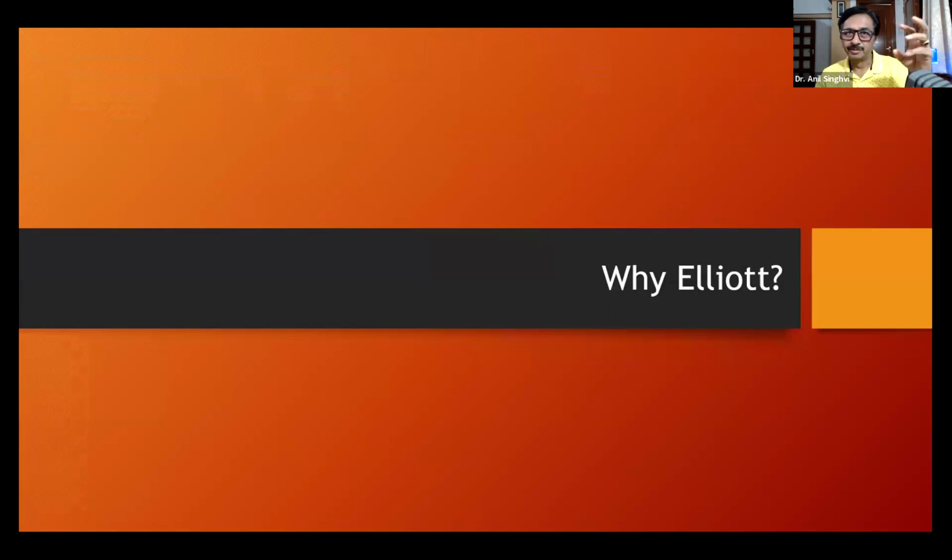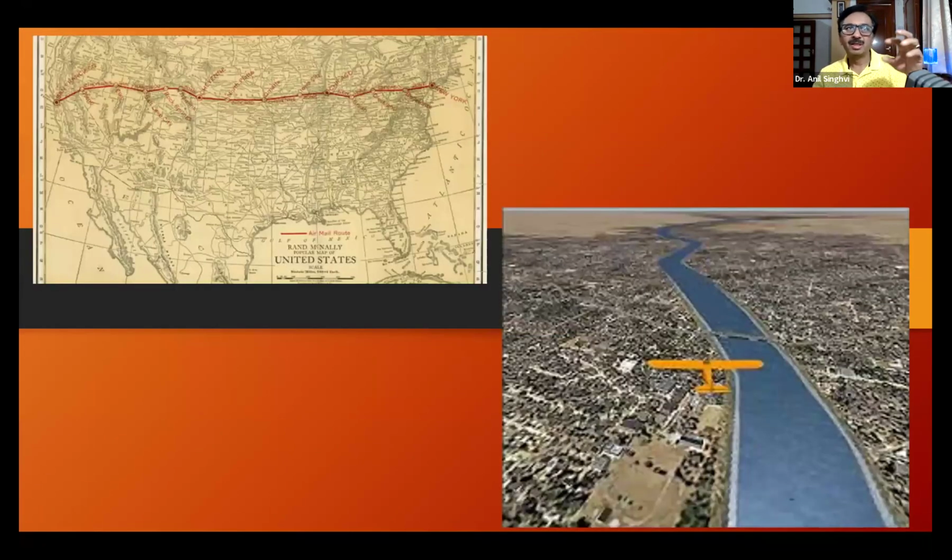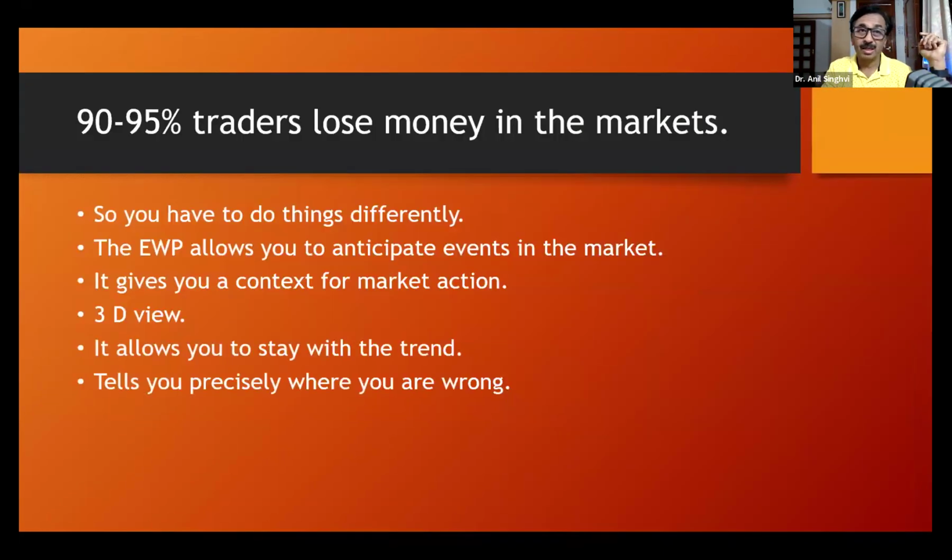Why do we need Elliott? This is a flying route in the US before there were any compasses or any maps. Planes used to go from the east coast to the west coast by following the river. You follow the river, you will reach there. But now they have their own navigation and compass. That is what is important: the Elliott wave gives you a kind of map of the territory of the market. That is what it does, which nothing else can do.